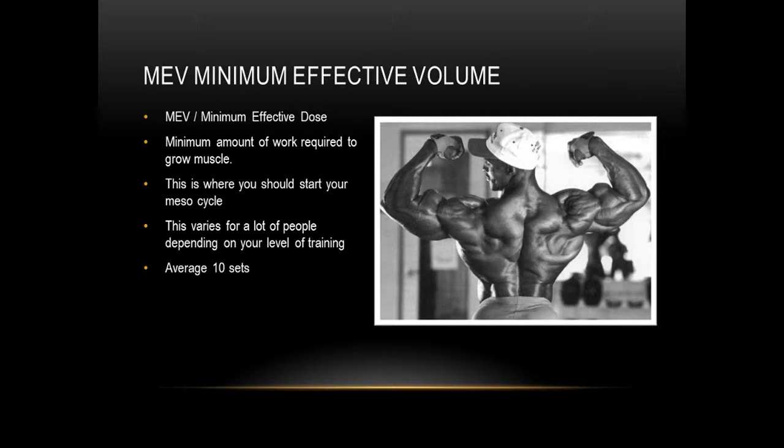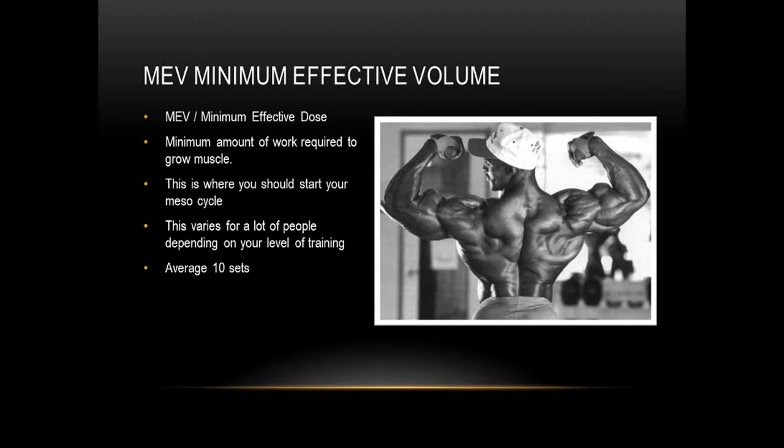So for more trained individuals, your MEV will be a lot higher than others. And for untrained individuals, it will be much lower. So maybe even 5 sets. So it's just really self-experimentation to see where you are. Maybe if you just started training, you've only been training for maybe 1 to 2 months, your MEV will be around 5 sets.